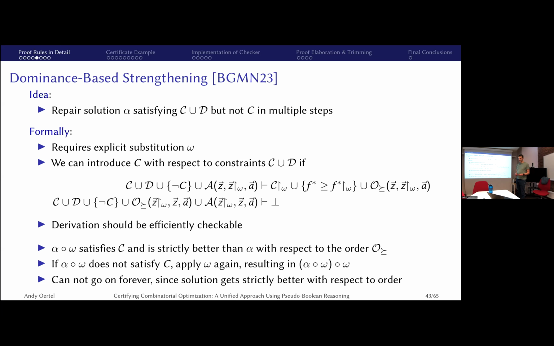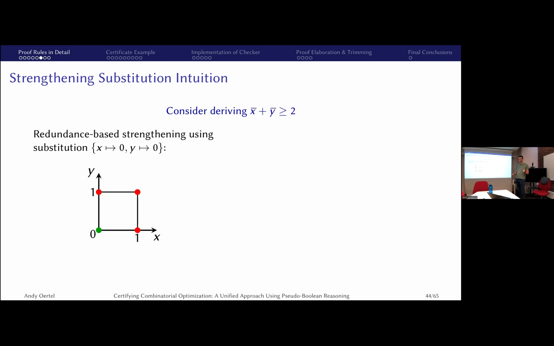And so to give a bit of intuition about the difference between redundance-based strengthening and dominance-based strengthening, let us consider an example of how these substitutions act. So we want to derive the constraint not x plus not y greater equal to 1. And with redundance-based strengthening, we can do this with the substitution that maps x to 0 and y to 0.